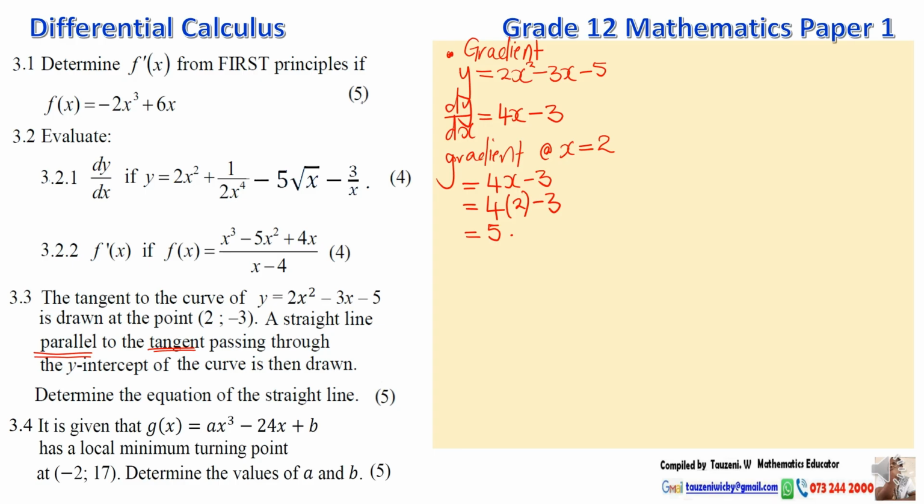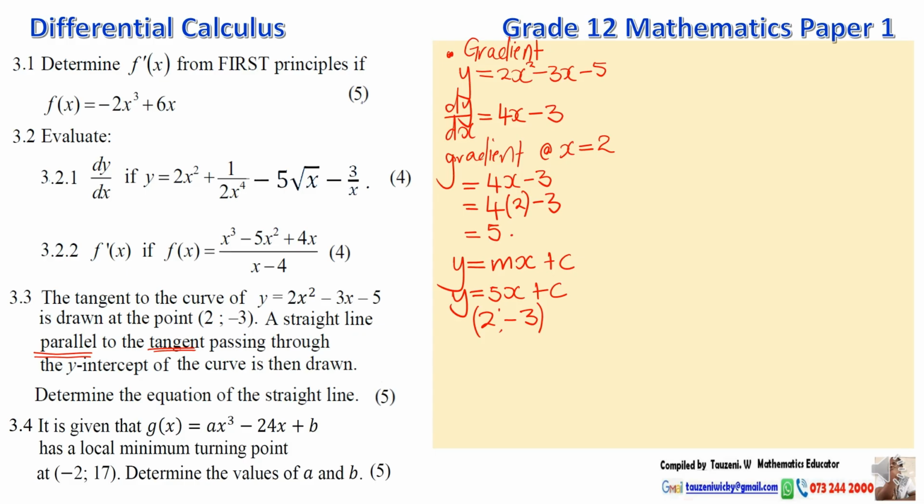Now that we have our gradient, we go on and use the standard form of a linear equation, y is equal to mx plus c. We know that in this equation, m is the gradient and c is the y-intercept. So we're going to calculate the value of c. To calculate the value of c, you need the coordinates of the point where the line is touching the curve, or the coordinates that are mentioned where the line is passing through.